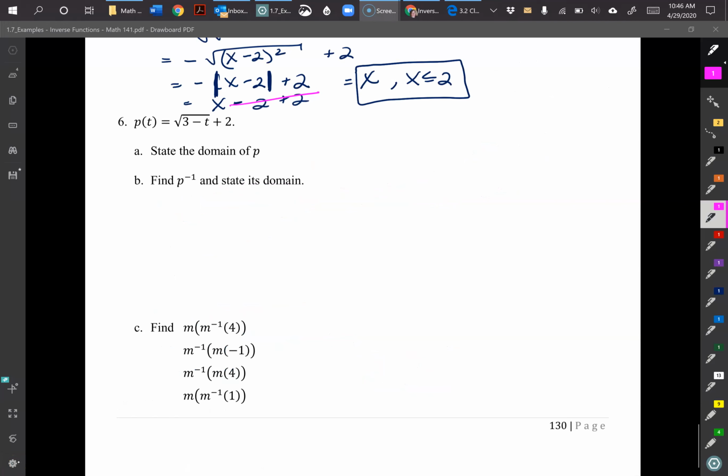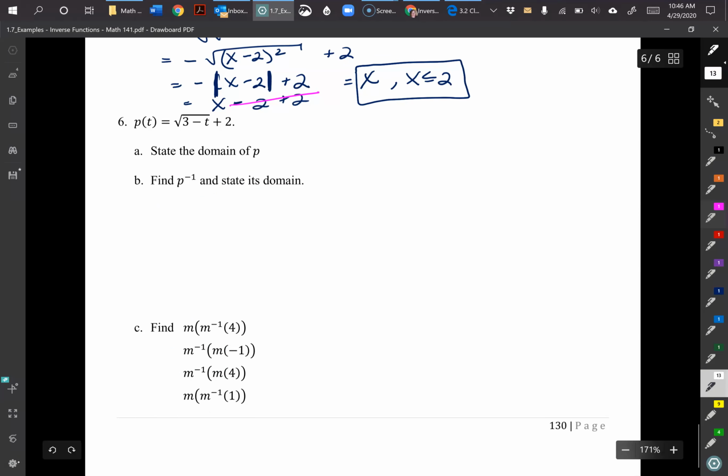Okay, for number 6, I'm going to change this to say m of t instead of p, because down here part C references m. So let's just change that, and then we'll be good to go, because there's fewer of the p's.